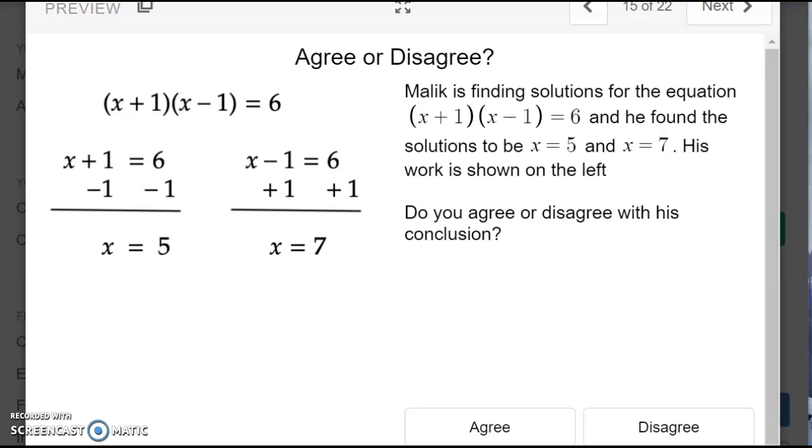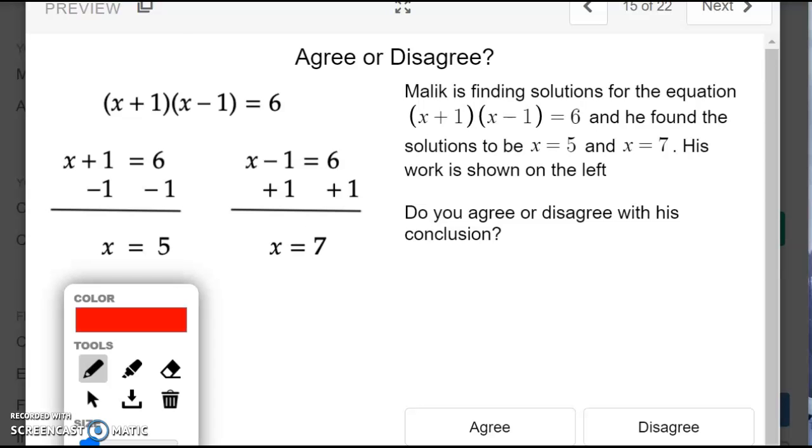Well, what did he set each of these to? Before it was equal to 0, and we set each of the factors to be equal to 0. Are we allowed to do this? x plus 1 is equal to 6 and x minus 1 is equal to 6. Are we allowed to do that? No, we're not, because this 6 is not a 0. Okay, 0 is a very special number. Because if you're multiplying two things and it's equal to 0, I know that one or both has to be equal to 0.